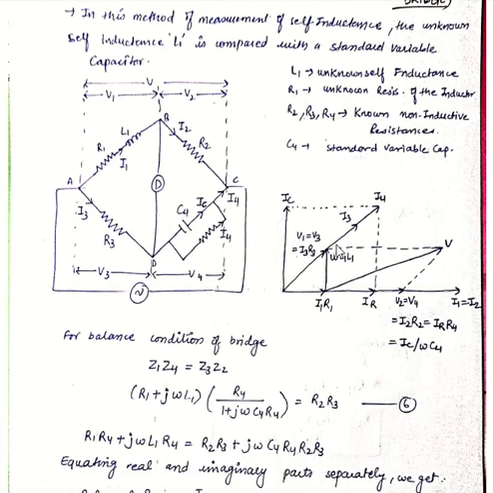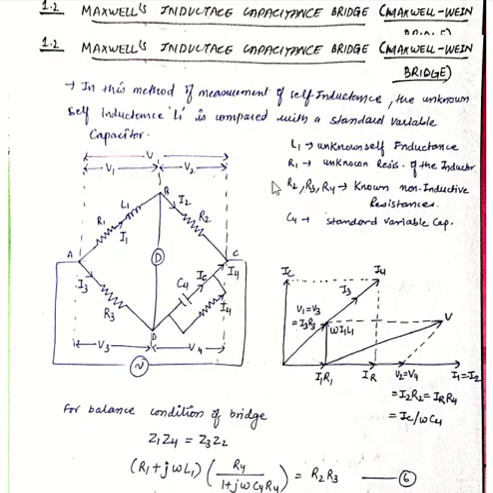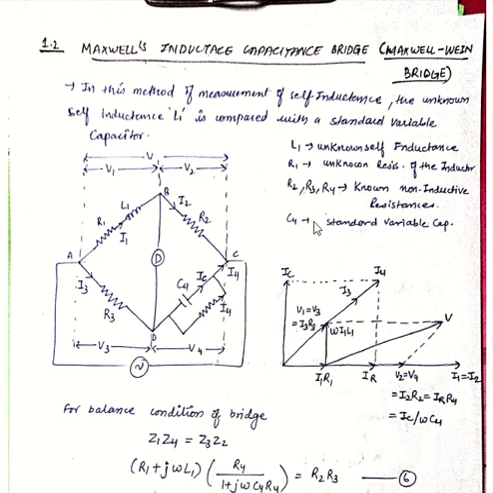Now coming to the vector diagram of Maxwell-Wien bridge. Don't forget to say Maxwell-Wien bridge, because if we say only Wien bridge, that is a kind of bridge used for the measurement of frequency. So whenever you are taking this bridge, always say Maxwell-Wien bridge, or else Maxwell inductance-capacitance bridge.